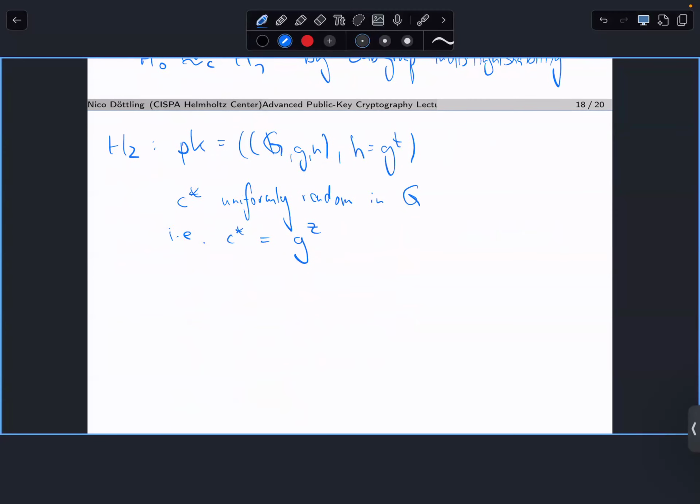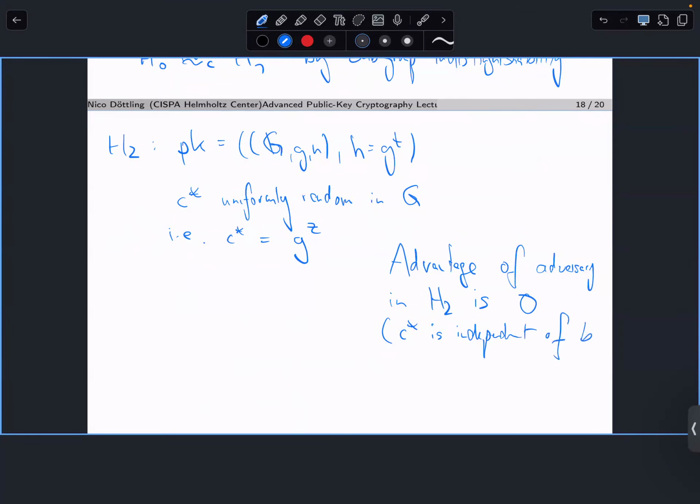So first observe the advantage of the adversary in H2 is 0. C star is independent of the bit B. Whoops.